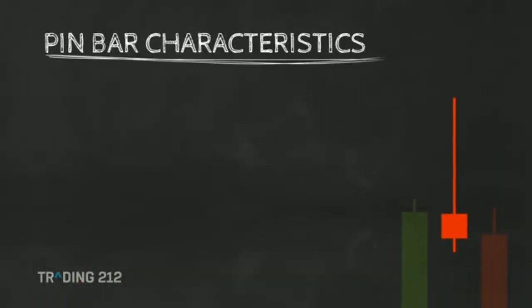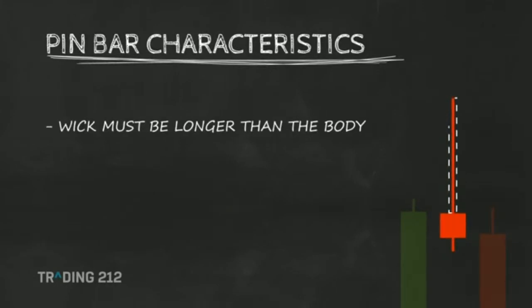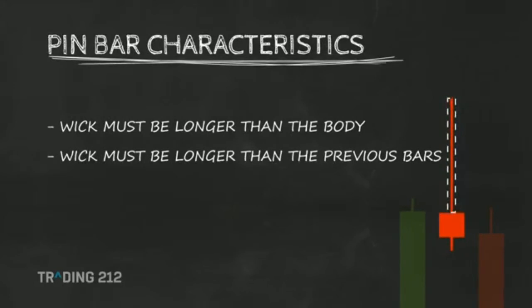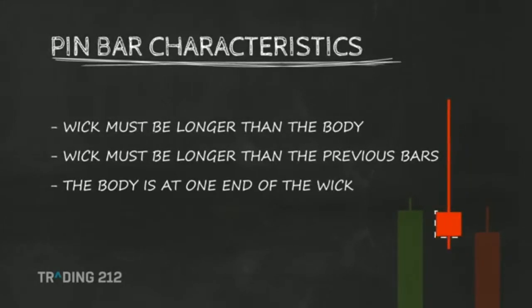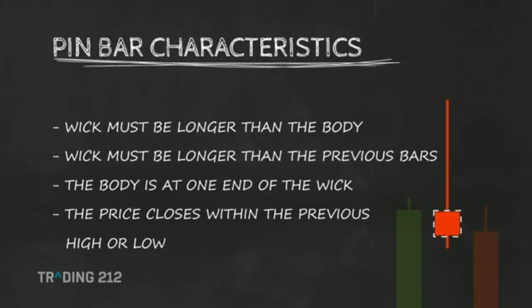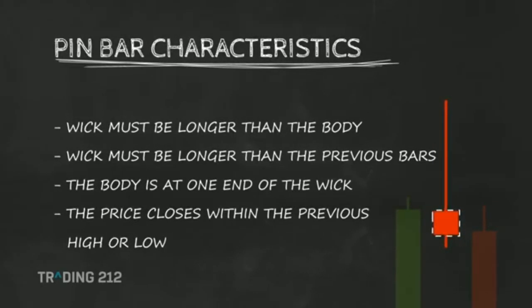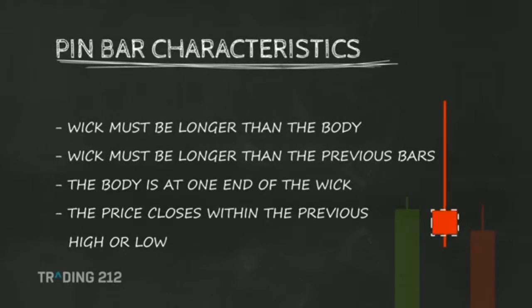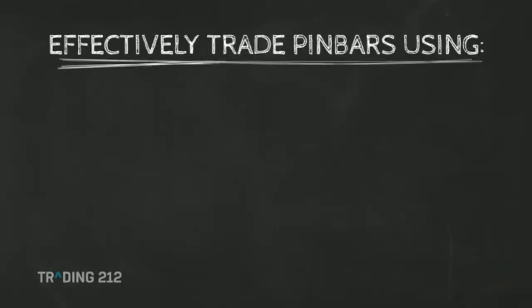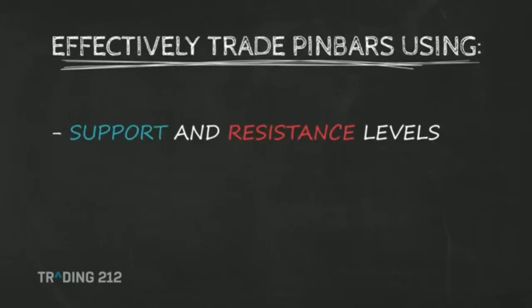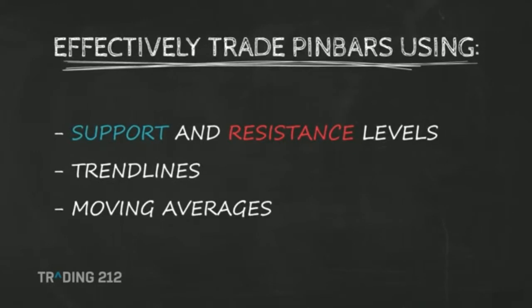These are the characteristics of a well-formed pin bar. The wick must be much longer than the body. The wick must also be much longer than the previous bars and stick out from the rest. The body is at one end of the wick, so not in the middle. The price has to close within the previous candle's high or low. To effectively trade pin bars, it is not enough to make sure that it is well formed and has the characteristics we just described. To reduce the number of losing trades with pin bars, trade with additional confirmation such as support and resistance levels, trend lines, and moving averages.